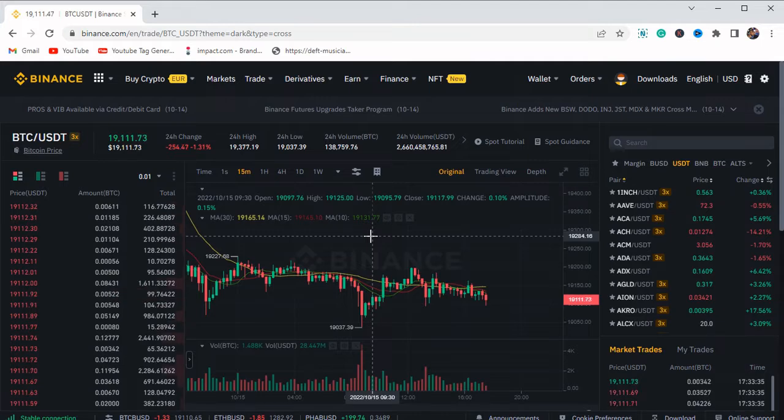I did a PDF about Binance margin trading. Trading margin on Binance is just like trading forex. So I did a PDF. You can download the PDF from Google Drive. Make sure you read the PDF.